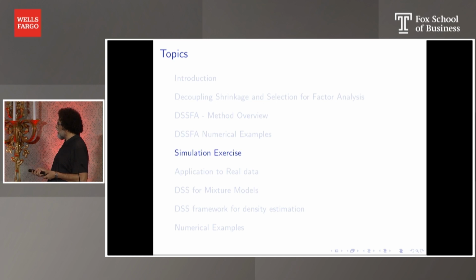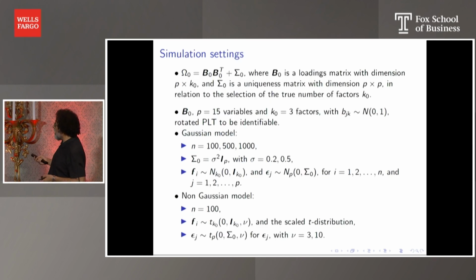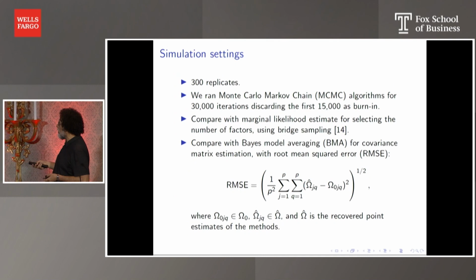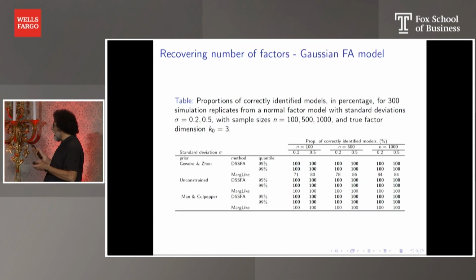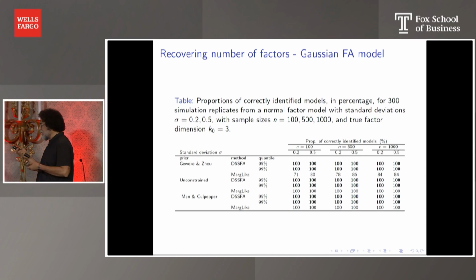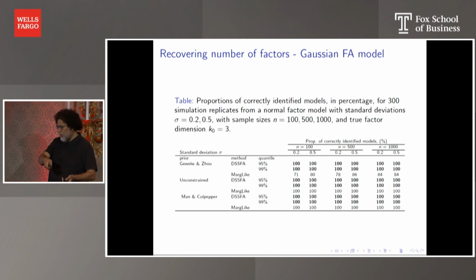We did a simulation exercise. I'm not going to go through that. I'm just going to go quickly to show a picture. We did a bunch of replications just to show how different types of priors for the shrinkage part would behave. So here we have 3 different priors.